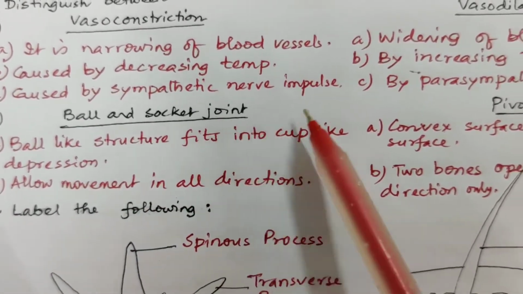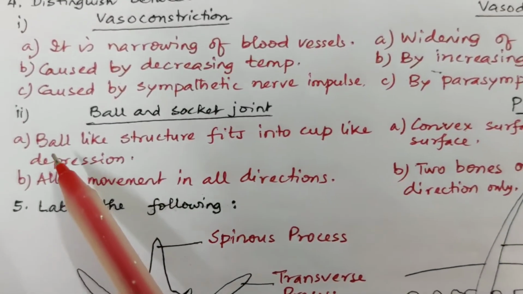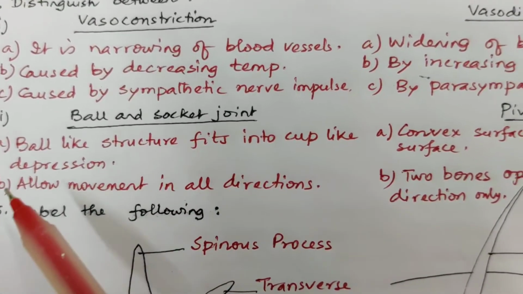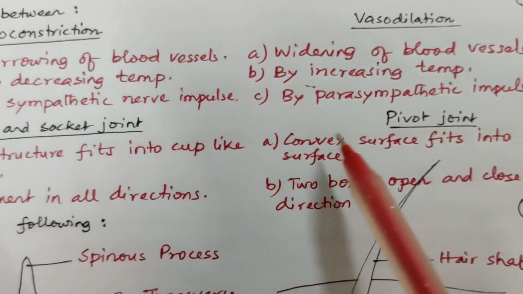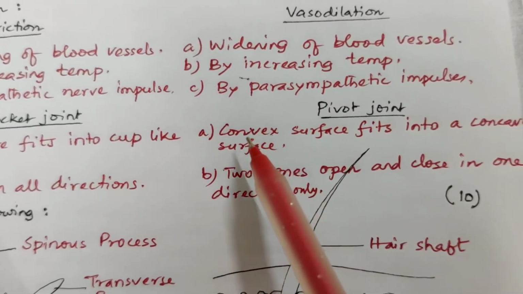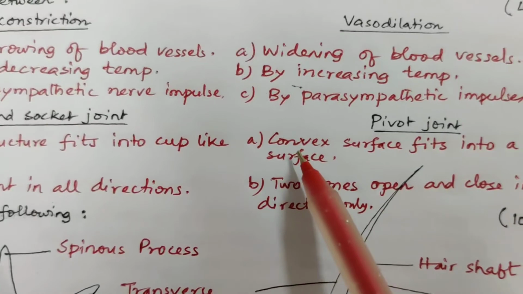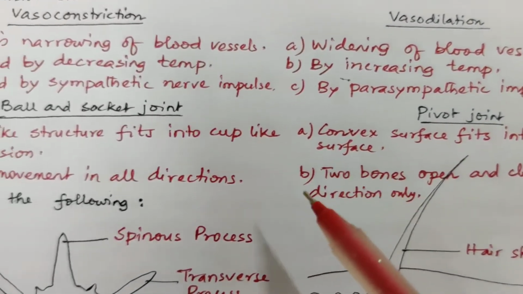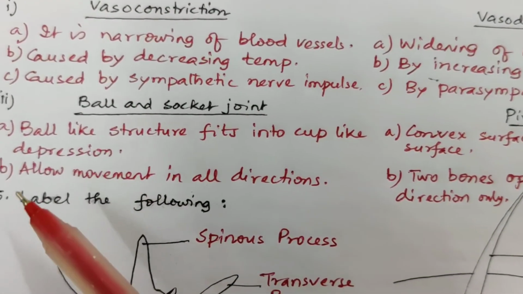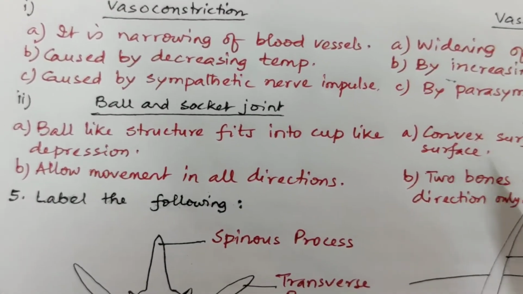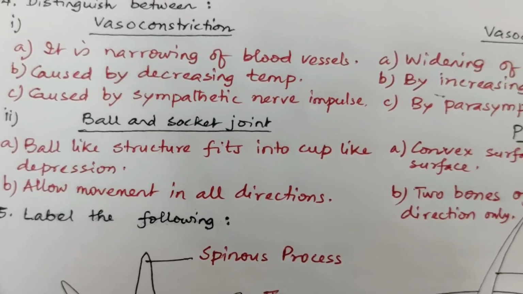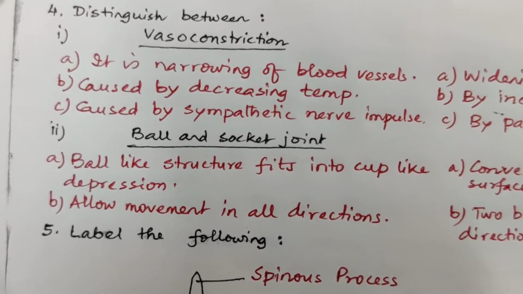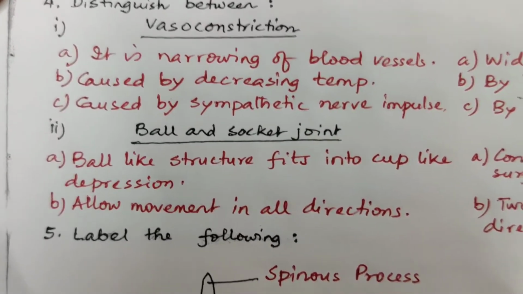Next difference is ball and socket joint and pivot joint. Ball and socket joint is having a ball-like structure which fits into a cup-like depression called socket. Pivot joint is a convex surface that fits into the concave surface. Ball and socket joint allows movement in all directions, whereas pivot joint allows only roundish movement, means in the head region.